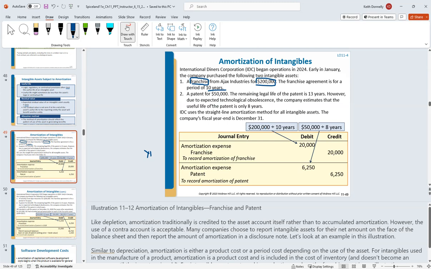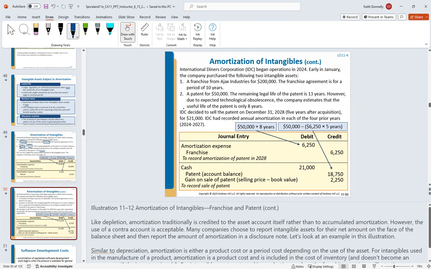Journal entry. They bought a patent for $50,000. The legal life is 13, but we think the actual useful life is only 8. Don't mix those up. Useful life is different than legal life. When we calculate amortization, depreciation, we care about useful life. So 50 divided by 8, straight line, 6,250 for the patent. Again, amortization is going to be straight line. You just plug and chug with it there.